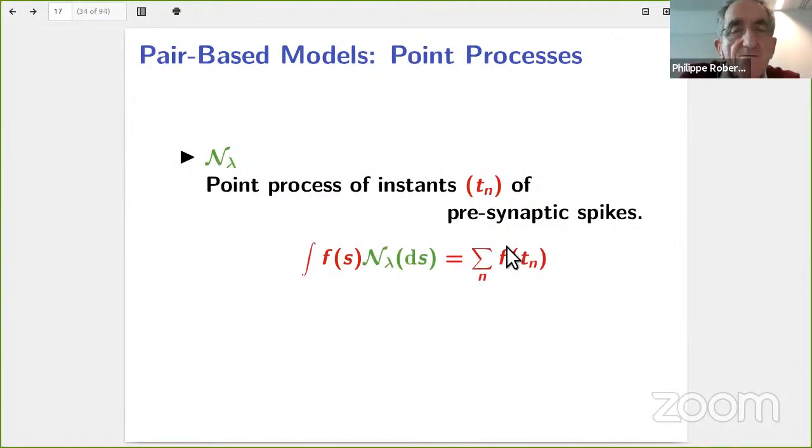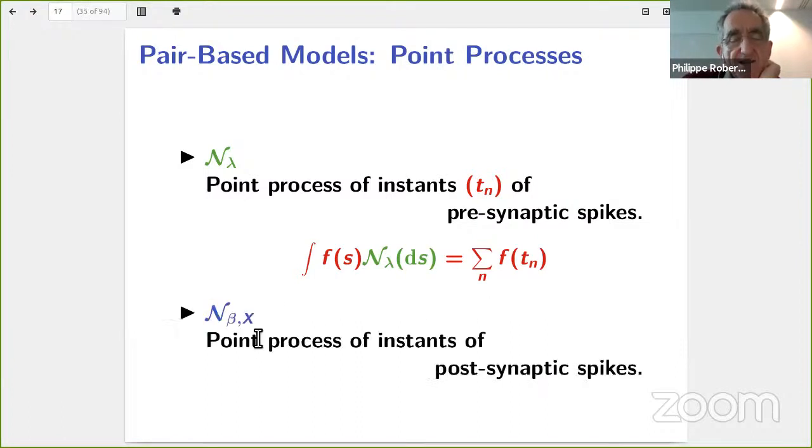So how do we describe that? If we think of the instants of pre and postsynaptic spikes, then we represent our processes by point processes. We will denote by N lambda the point process of instants of presynaptic spikes, where lambda stands for the intensity of the process, and of course we define the integral in the usual way, the sum of the function at the points of N lambda. And N beta x will refer to the postsynaptic spikes, where beta is a function and x is a process. This is also a point process, which is a little more complicated to describe. For the moment, we just need these two point processes.